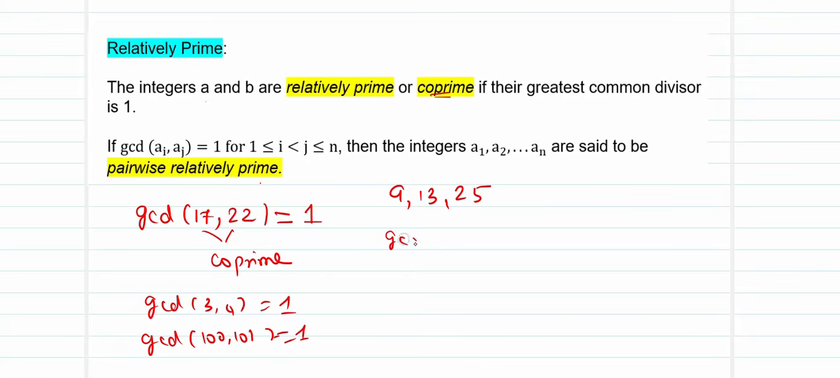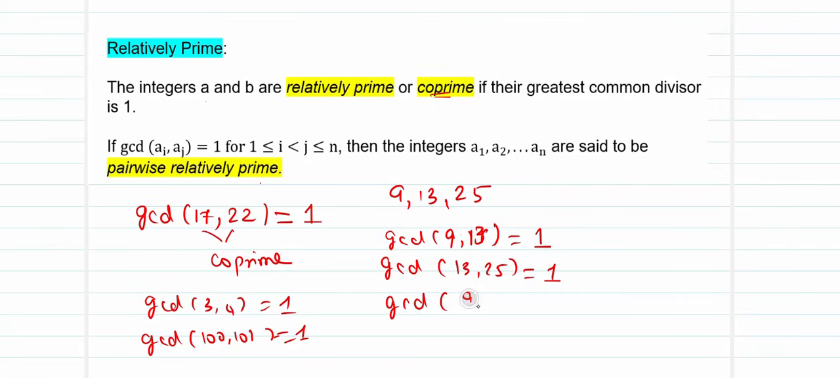Now consider GCD of 9 and 13. What is the GCD of 9 and 13? 13 is a prime. 9 can be expressed as 3 square. So the GCD is 1. Now GCD of 13 and 25. Again it is 1. What is the GCD of 9 and 25? This is a product of 3s and this is a product of 5s, so there is nothing common apart from 1. So what do we call 9, 13 and 25? They are called pairwise relatively prime.